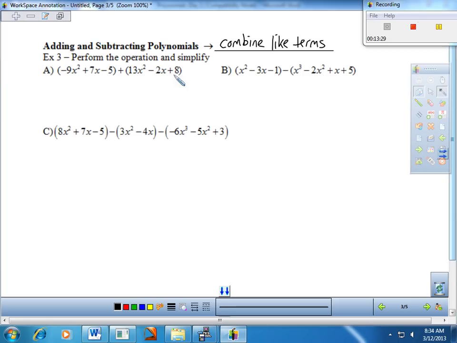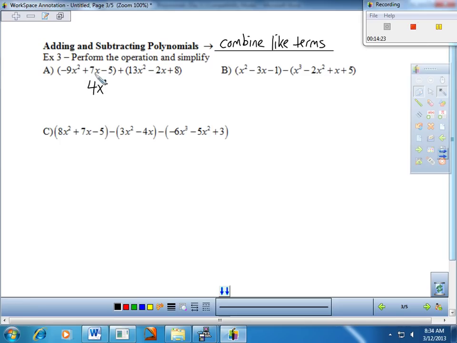Okay, so letter A. Again, it comes down to how many of each term I have when I combine these together. If you look at this polynomial right here, add this one on, the question is, how many x squareds do I have? How many x's do I have? How many units do I have when I combine them together? So let's just talk it through nice and easy. I have negative 9x squareds in the first polynomial. I add 13x squareds in the second polynomial. And so I have 4x squareds total. Apples to apples. Okay, good.